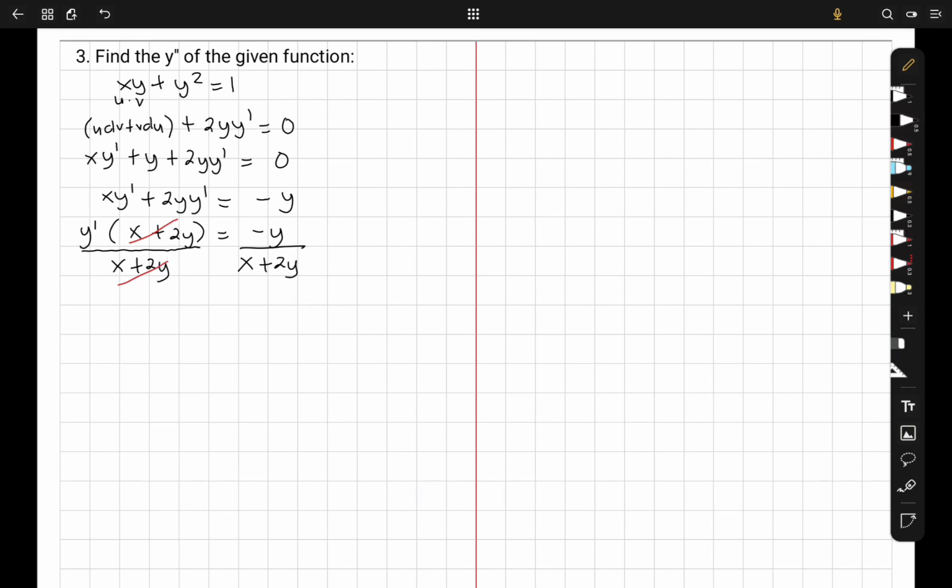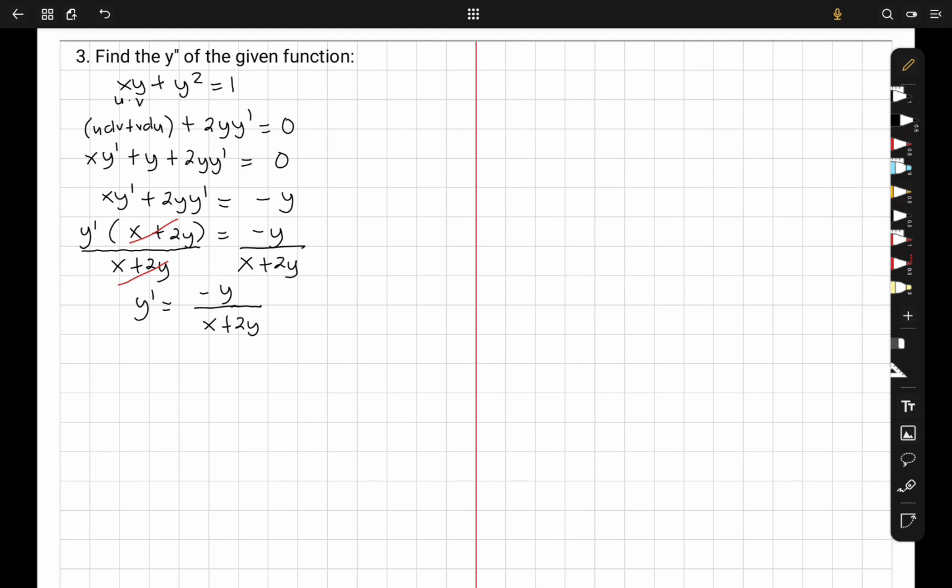Our answer for y prime is y prime equals negative y all over x plus 2y. Tapos na po ba tayo? Hindi pa, kasi meron pa tayong y double prime. So, kunin natin yung ating second derivative.